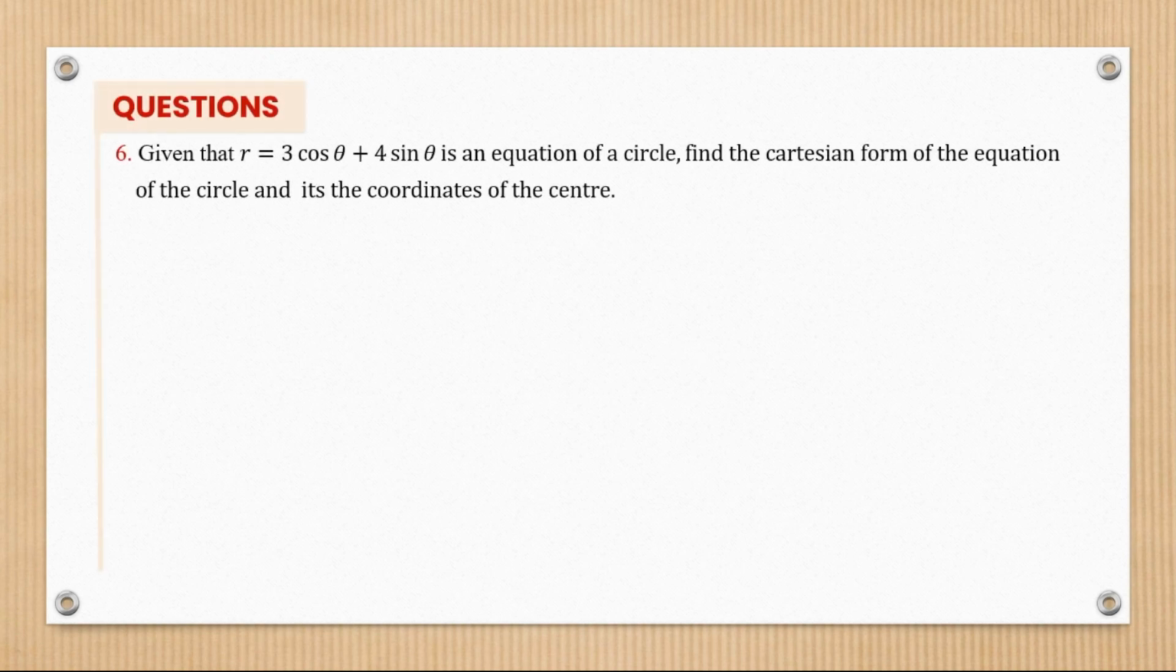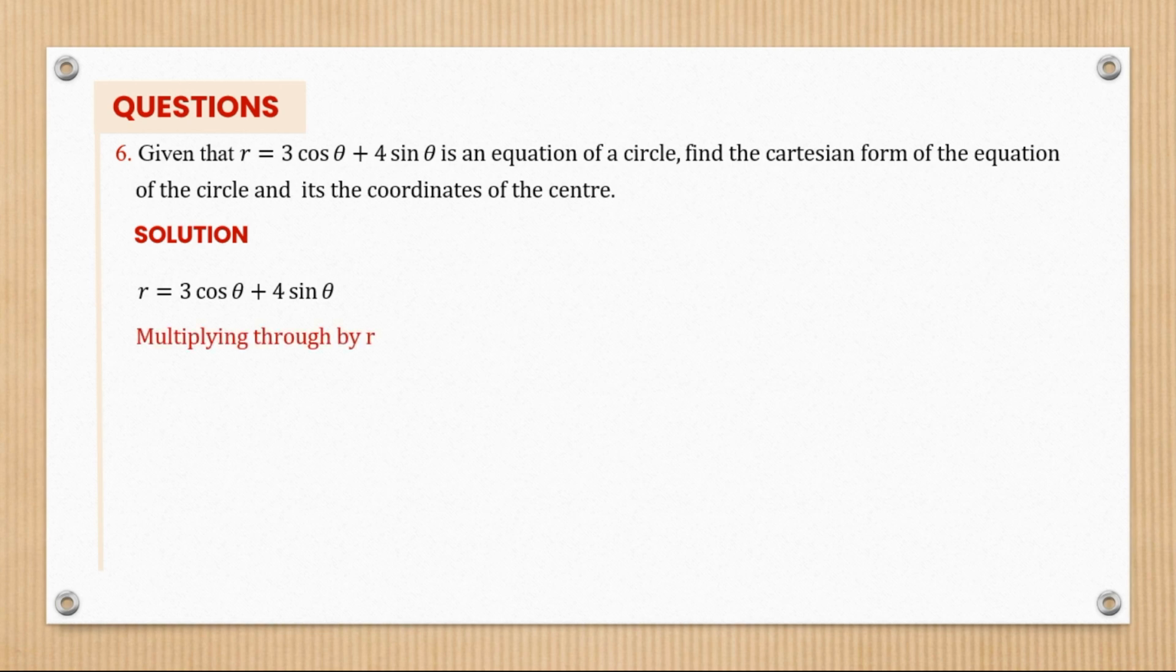Alright, so the next question is question 6. Given that r is equal to 3 cos theta plus 4 sin theta is an equation of a circle, find the Cartesian form of the equation of the circle and its coordinates of the center. Alright, so this is the equation of the circle that we've been given.